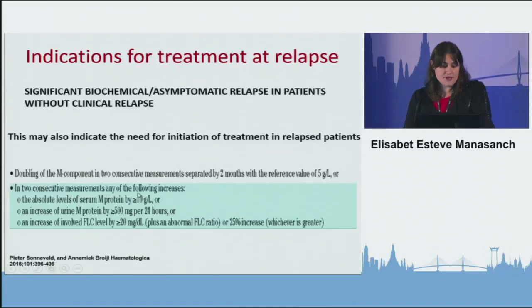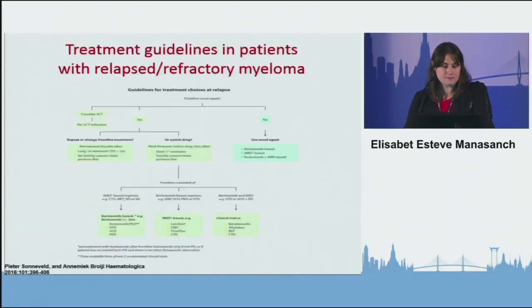Also, if there are 2 consecutive measurements, if the absolute levels of the M protein go up by 1 gram per deciliter or 10 grams per liter, if there's an increase in the M protein by 500 milligrams in 24 hours, or if there is an increase of 25% of the light chains or more than 20 milligrams per deciliter with an abnormal ratio. So this could be all indications that we need to start treatment. So these are some measures that you can use in your patients in the clinic.